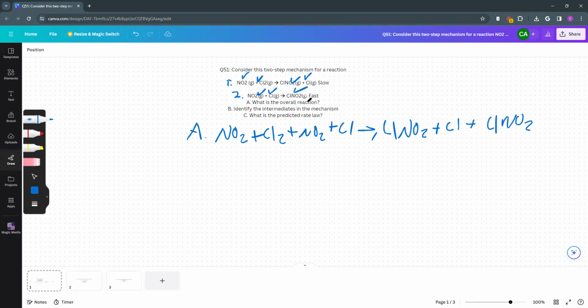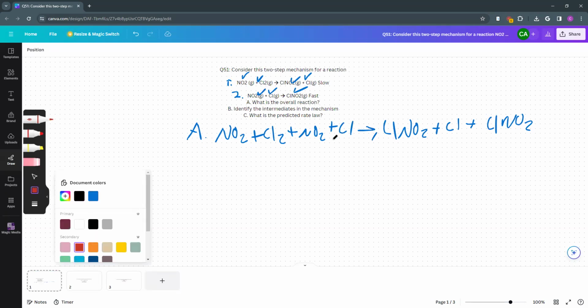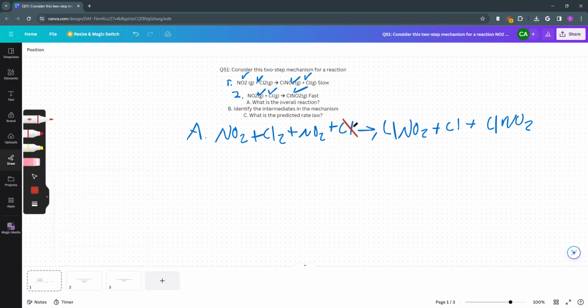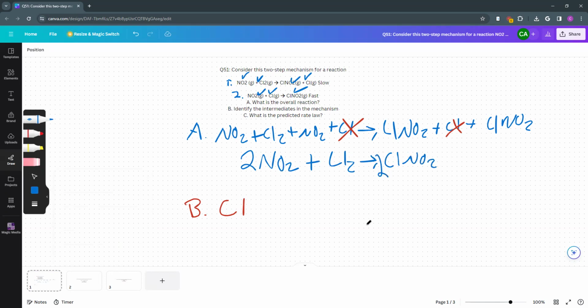All right, and then I'm going to simplify. So what I'm going to do is look for any intermediates. And so that would be Cl. So that's actually the answer to B. Cl is our intermediate. Now I'm going to combine like terms together to make this look nicer. So we have two molecules of NO2 plus Cl2 makes ClNO2, and we have two molecules of those. That's the answer to A and B.